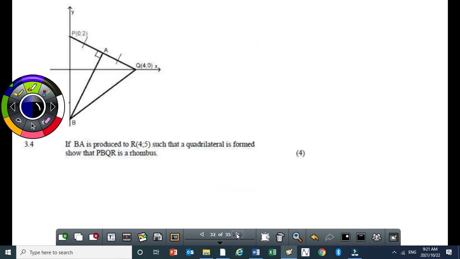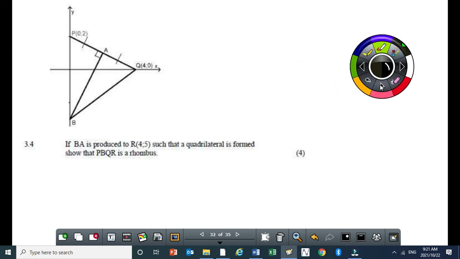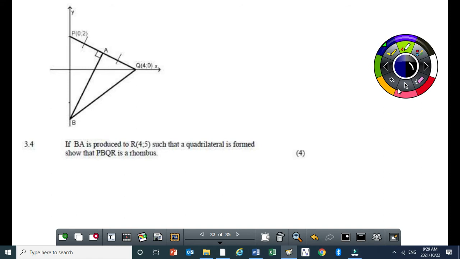Then the next question. Can someone tell us what approach you used for this question? It says BA is produced. What that means is when you draw line BA, you go beyond BA. So you are producing BA to create another point, which is a third point. And that point must be collinear with point B and point A, which means the gradient along that line will be the same.